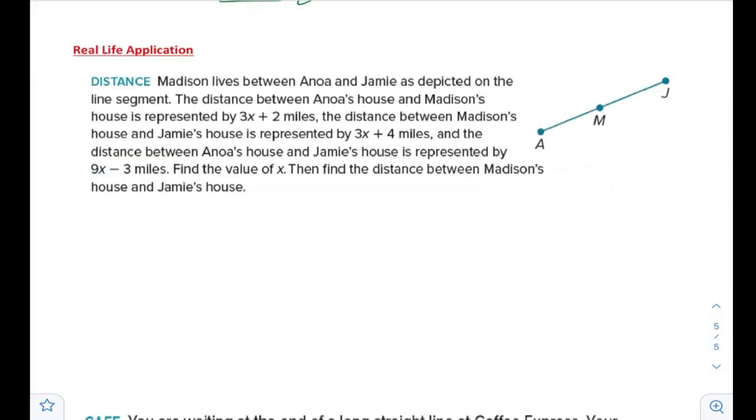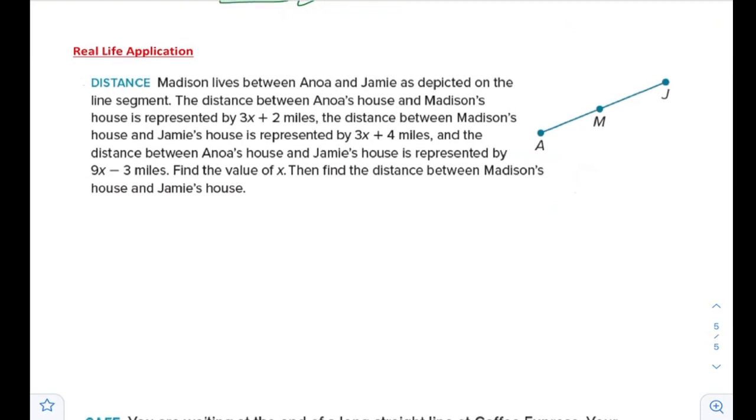Madison lives between Anoa and Jamie. So we can say M lives between A and J. The distance between A and M, here we put on the sketch, is 3x plus 2 miles. The distance between M and J is 3x plus 4. And the distance between A and J, the house distance, is represented by 9x minus 3. So from here to here is 9x minus 3.